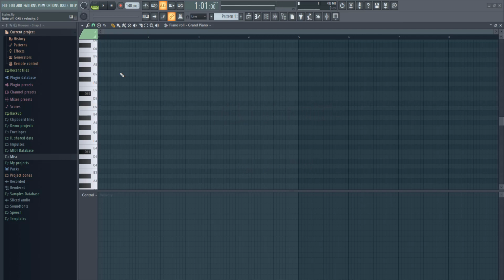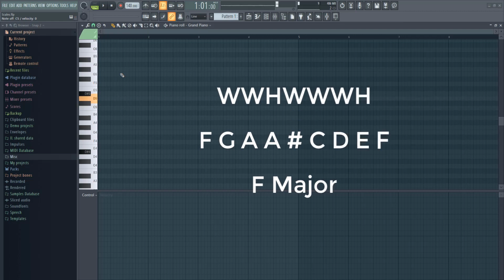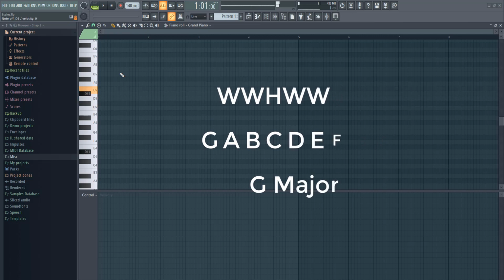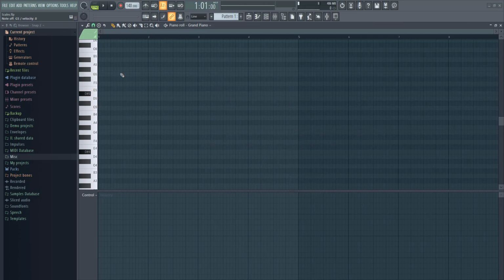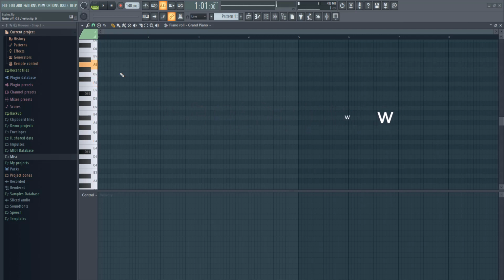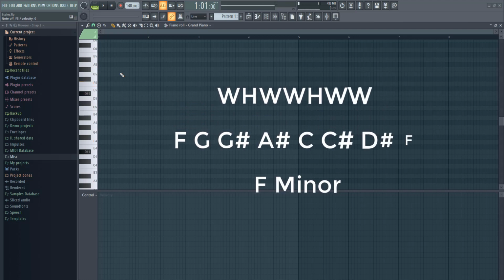And if I use this formula starting from any note, I get the scale for that root note. That was an F major. And that was a G major, all using the same formula. Now similarly for a minor scale, using this formula starting from F, that's an F minor scale and you're good to go with that.